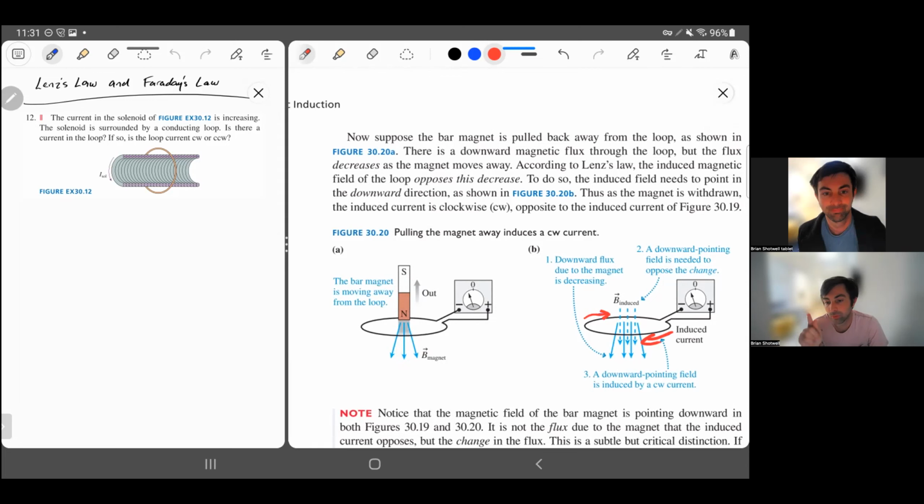What matters here is a common misconception with Lenz's law. The induced field doesn't always oppose the external field. It's opposing the change. So sometimes, if the external field is decreasing in strength, it's going to try to help it out. If the external field is increasing in strength, then it's going to try to fight it. So it's just opposing the change. That's always true.